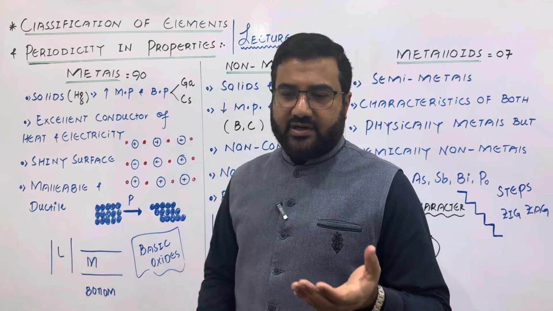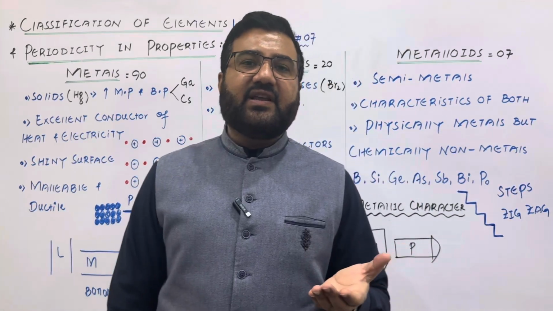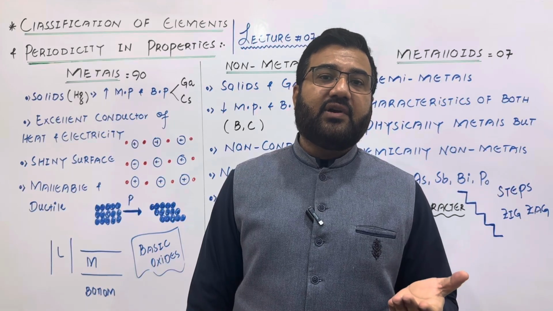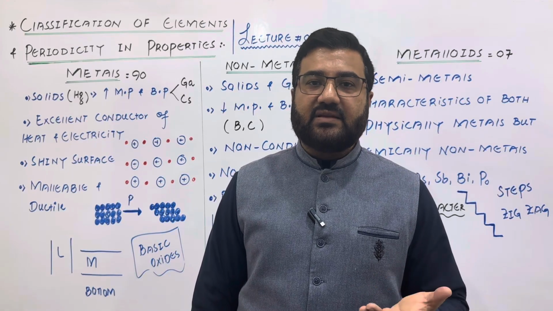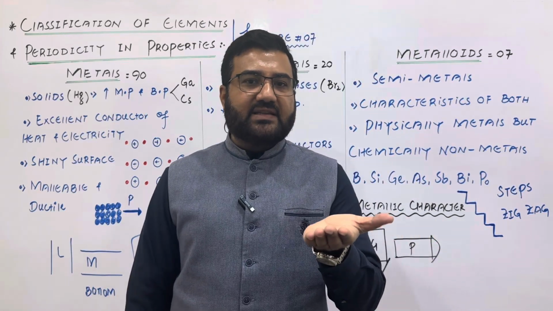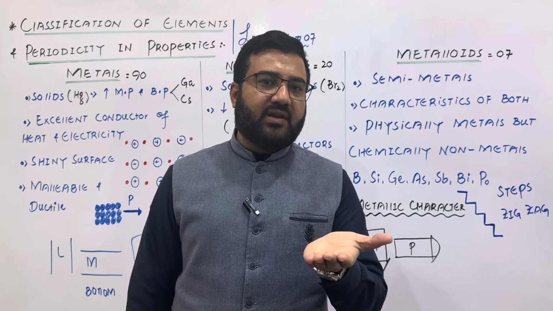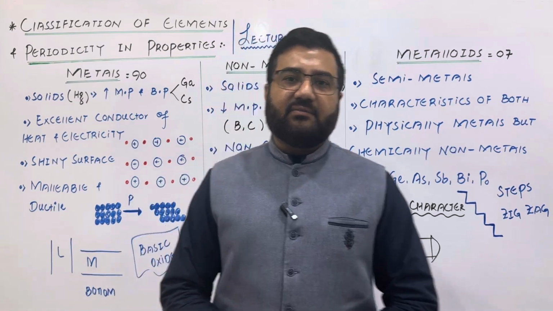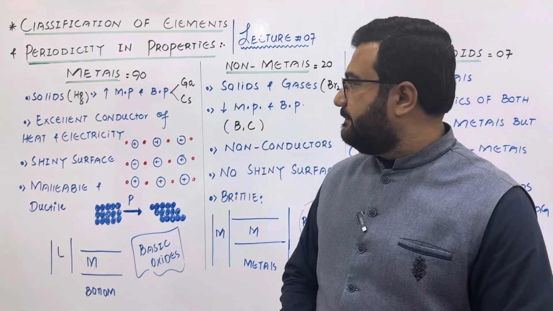The human body temperature is 37 degrees Celsius, and as the body temperature is greater than the melting point of both gallium and cesium, if you place gallium or cesium on your palm, they will melt, as your body temperature is greater than the melting point of both these metals.